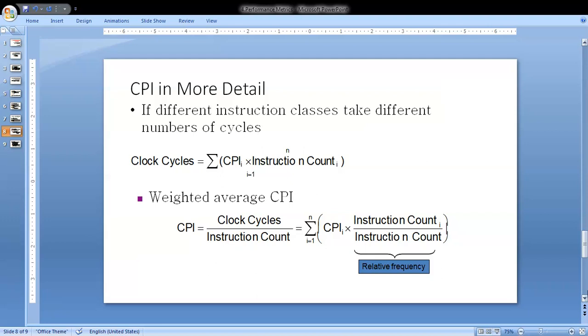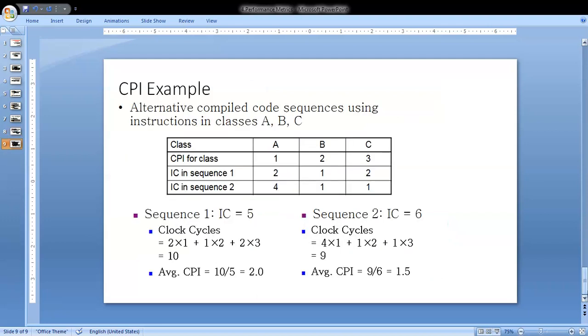So weighted average of CPI is equal to the summation from i equal to 1 to n of clock cycles per instruction for n number of instructions into instruction count, divided by instruction count. So it's related to relative frequency, how often the instruction is being executed in a particular period of time. Suppose we are looping a particular instruction n number of times, so it has the highest frequency, right? So finally, let us see another example.